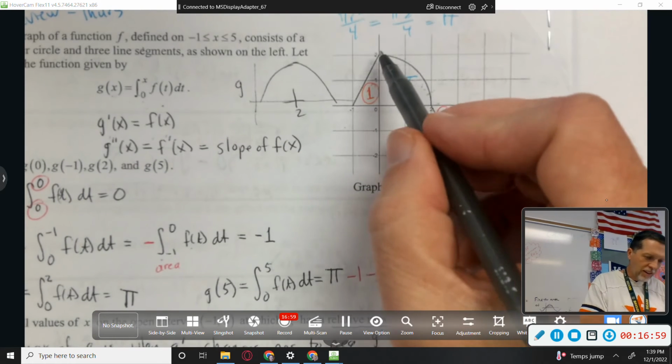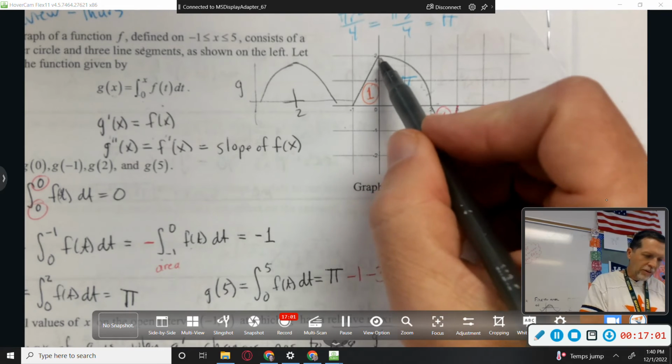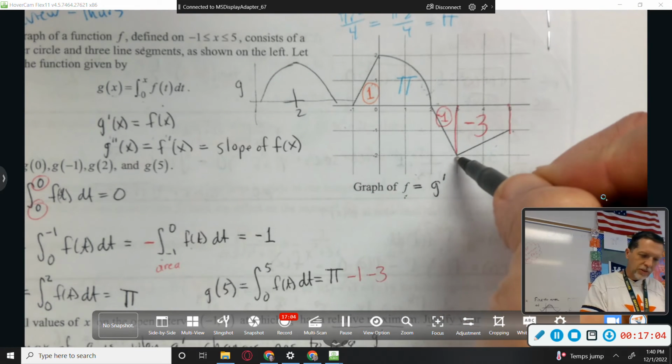Yes, x equals 0, definitely. Anywhere else? x equals 3. And x equals 3.